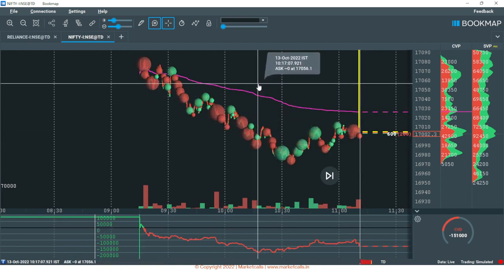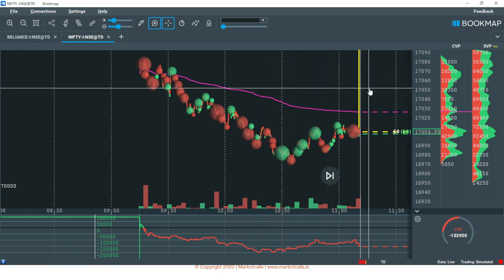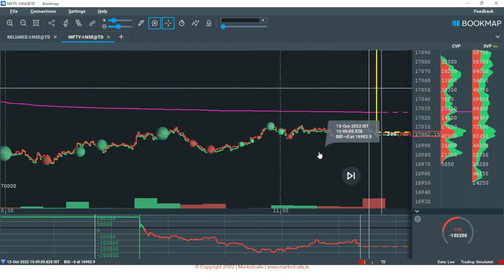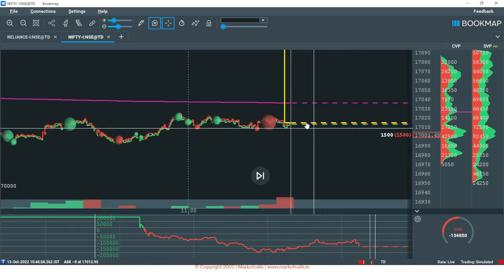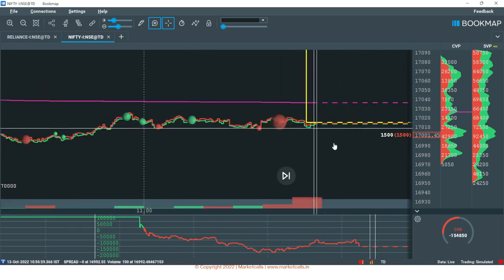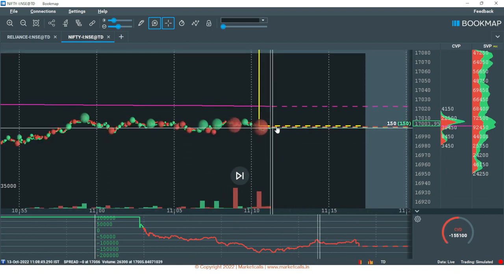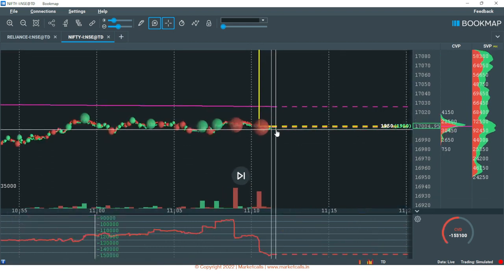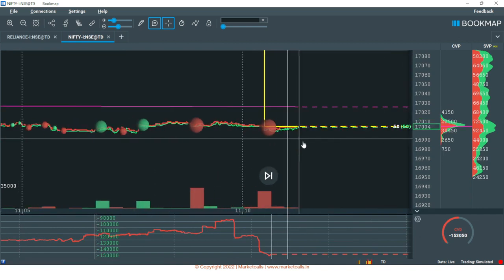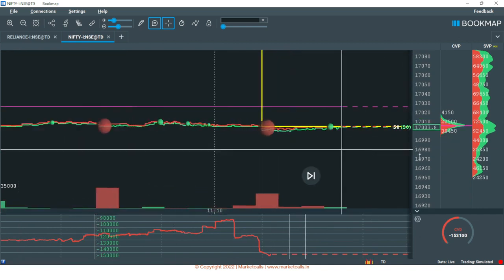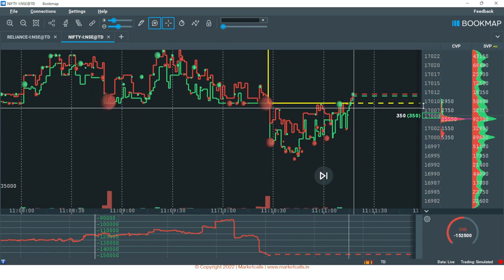Now you might wonder how the bubbles are getting plotted. How do we know whether it's a buyer volume or a seller volume? So that is a way to identify. Whenever you can see the two lines over here, the red and green lines, they are nothing but where the recent bid and ask is getting traded.